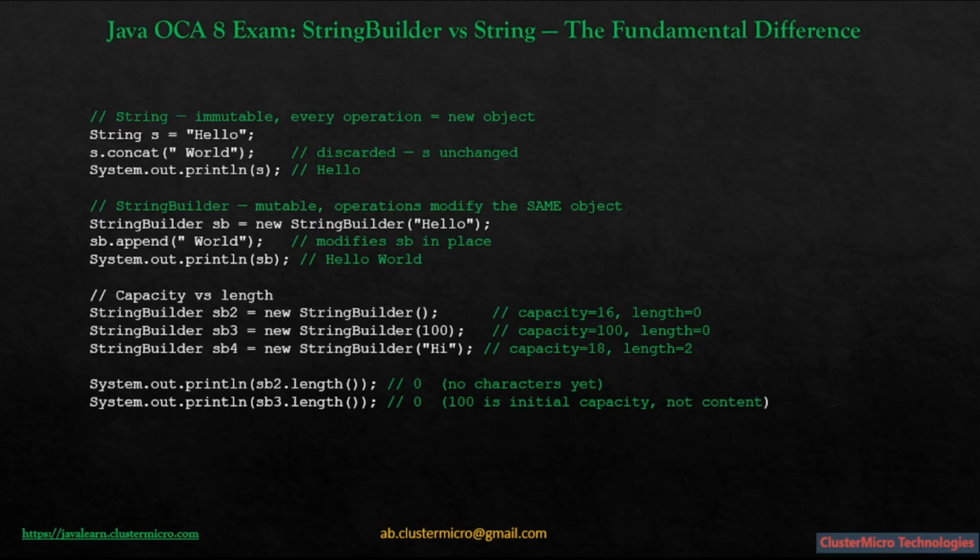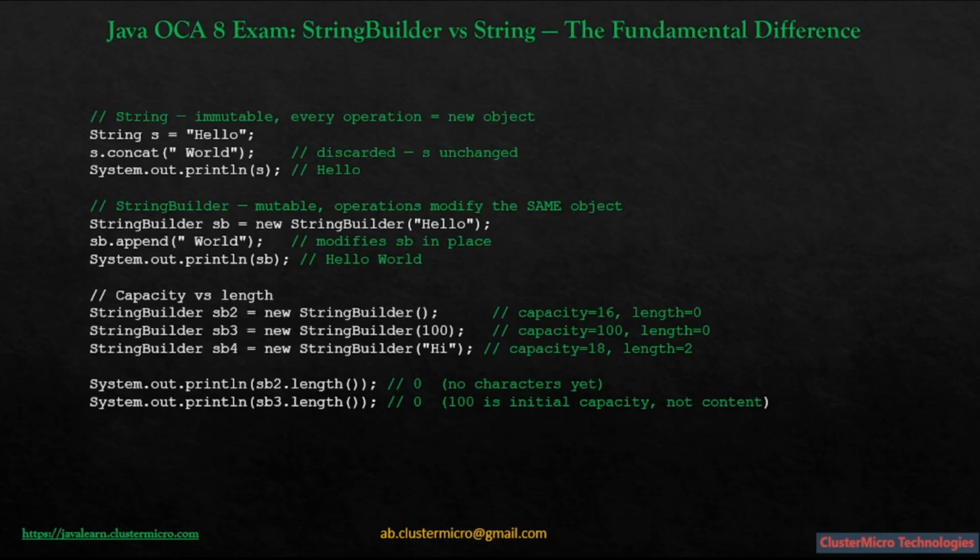String s is equal to "hello" and s.concat("world"). System.out.println(s) will print hello only. Why? We call concat on s, and concat creates a brand new string "hello world" and returns it, but we did not capture that return value, so the new string is immediately discarded. s was never touched, so s is still hello. This is the immutability rule that we covered. Every String method returns a new object; the original never changes.